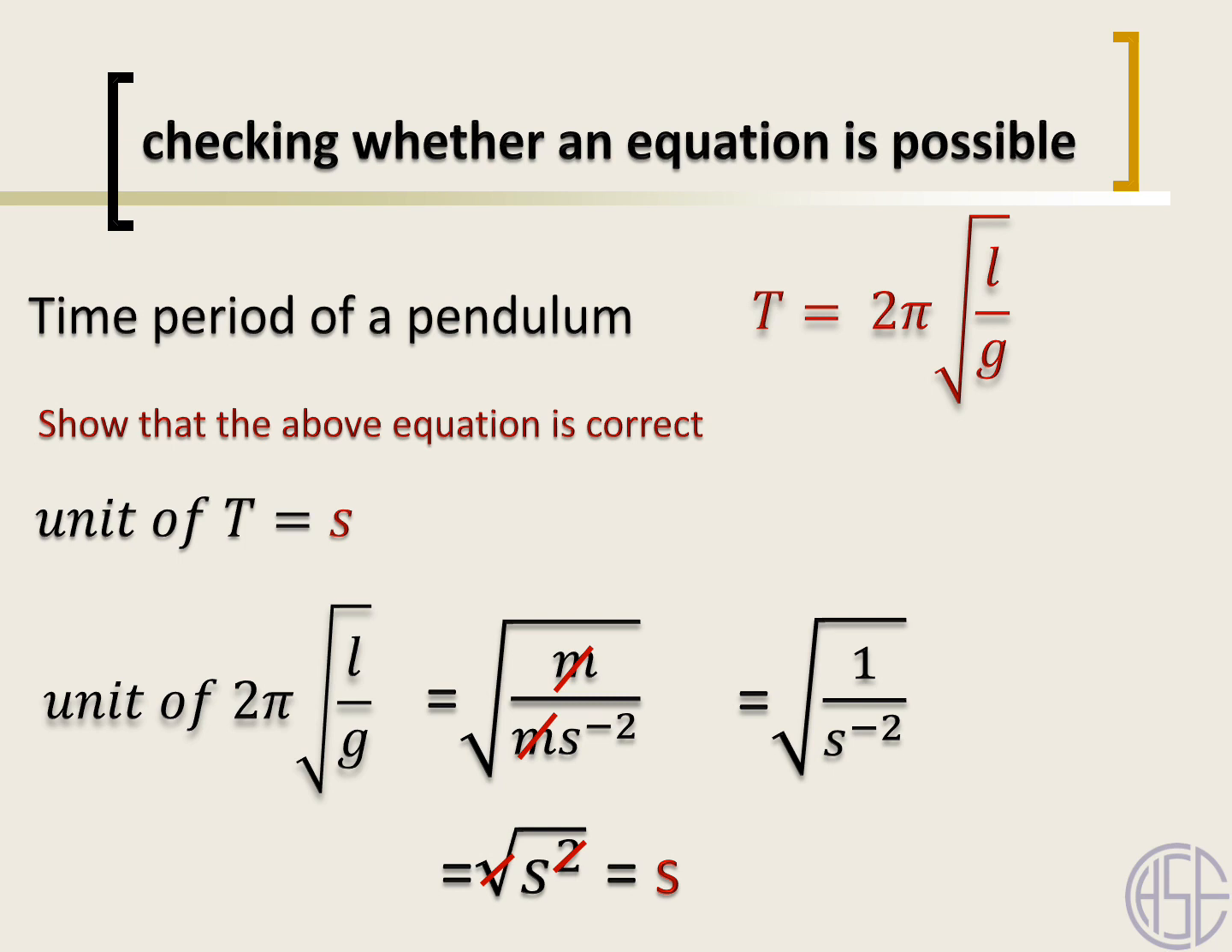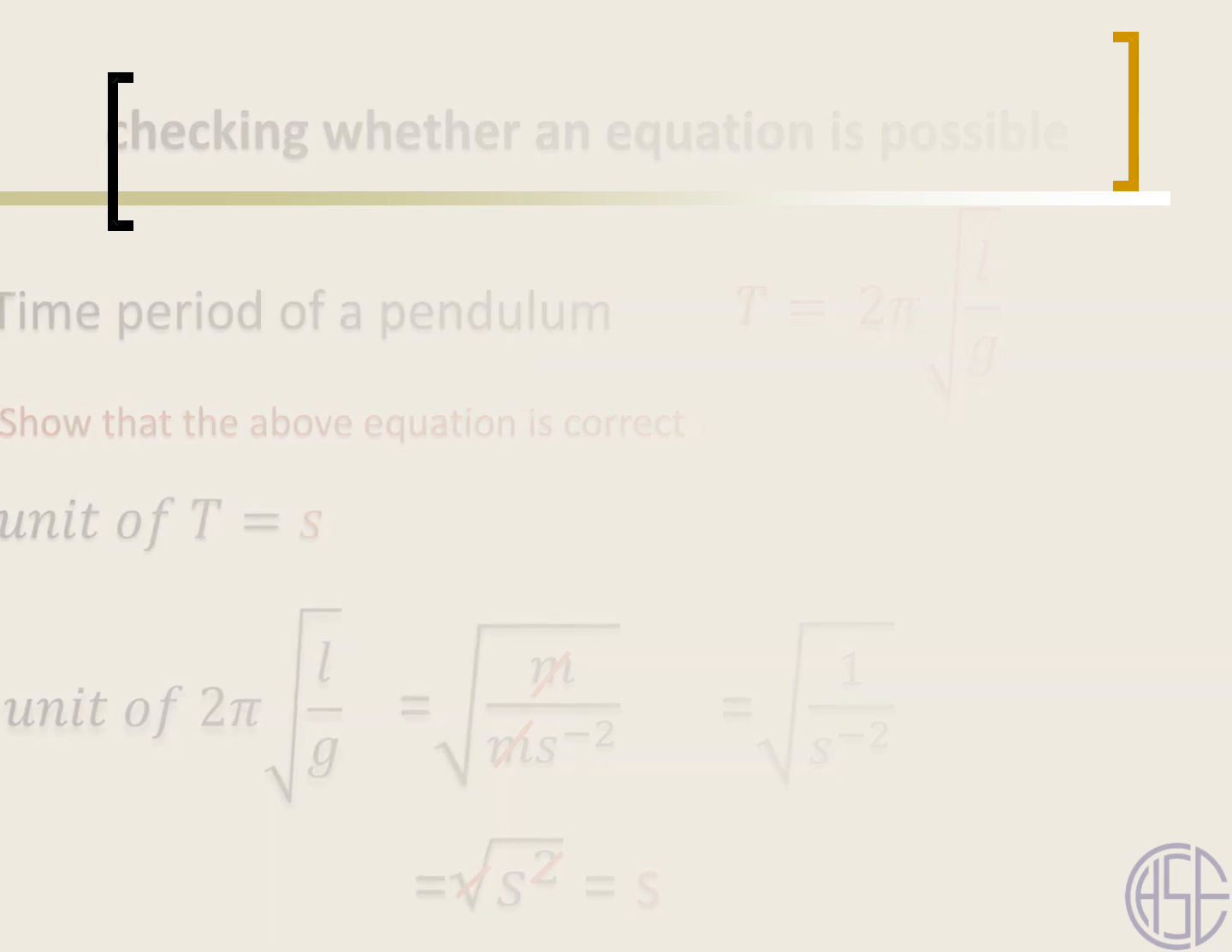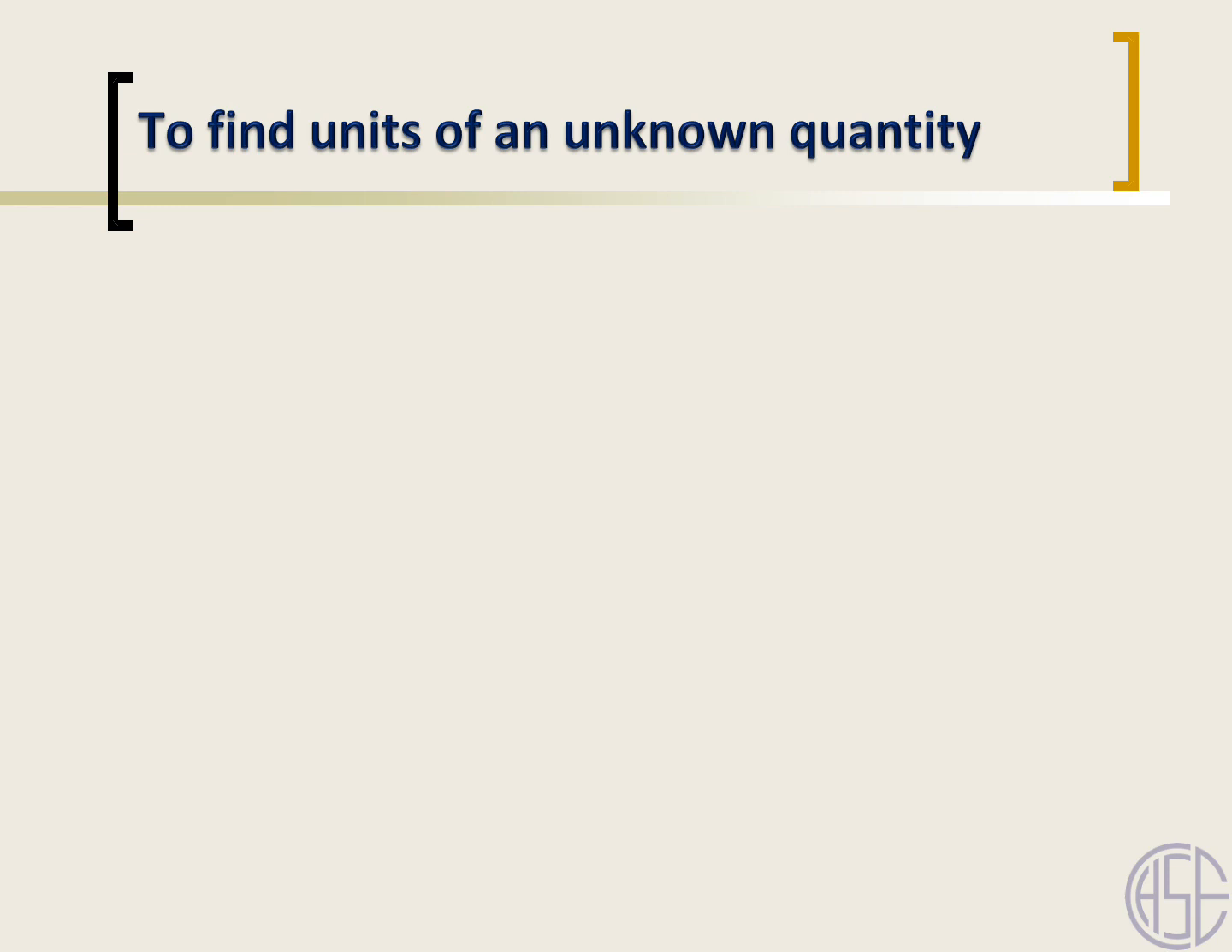So let's go to the next use of writing into base units, that is finding the unit of an unknown quantity. For example, you know everything in an equation except one quantity. Then how are we going to find the unit of that unknown quantity? So let's take one example.